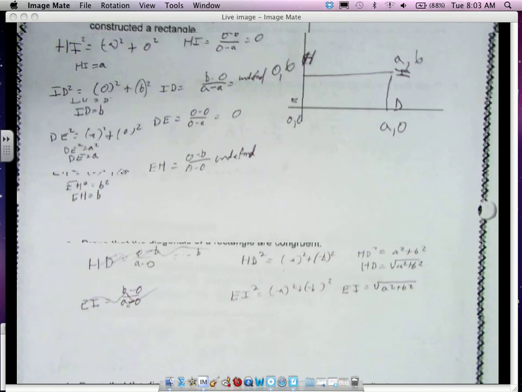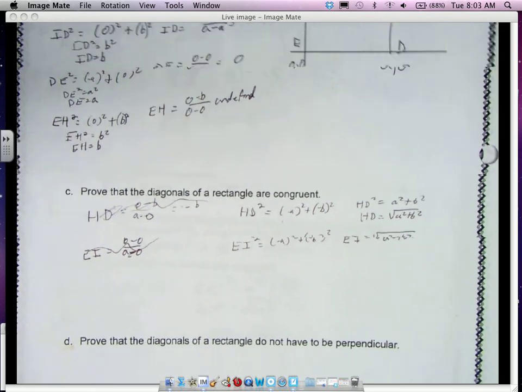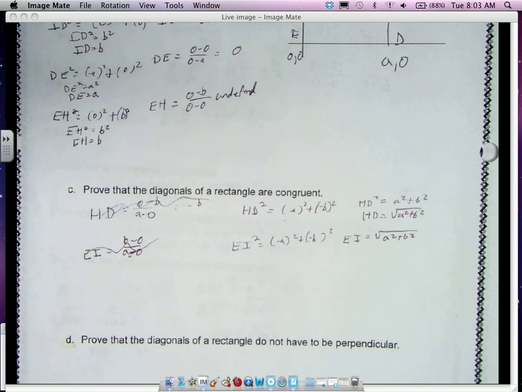C, we've got to prove that the rectangle's diagonals are congruent. So I went H to D, and I got the square root of A squared plus B squared, which looks really funny, but the point isn't what the answer is. The point is that it's the same as E to I, which it was. They're both the square root of A squared plus B squared, so we've got congruent diagonals.